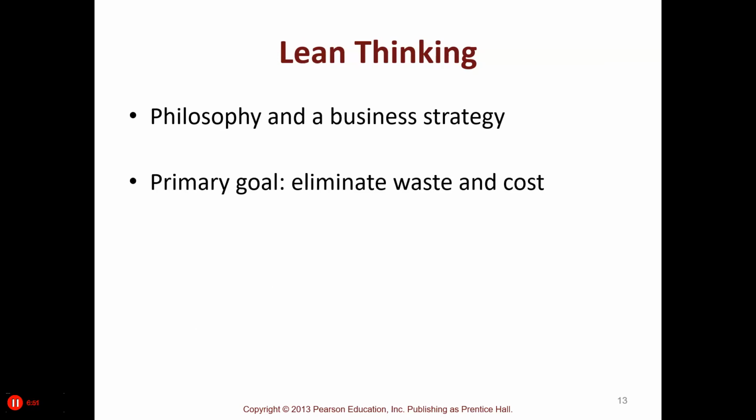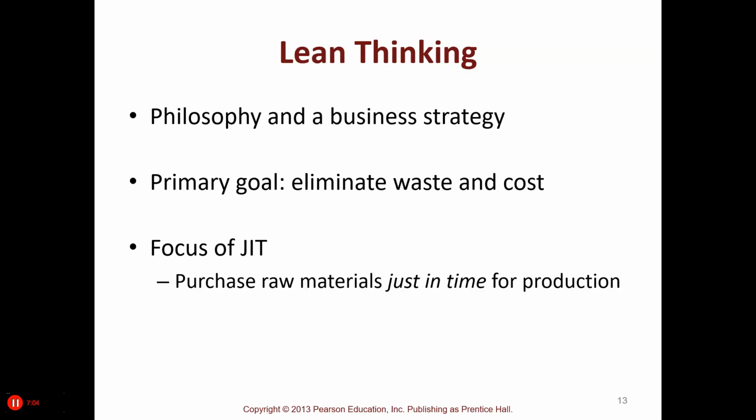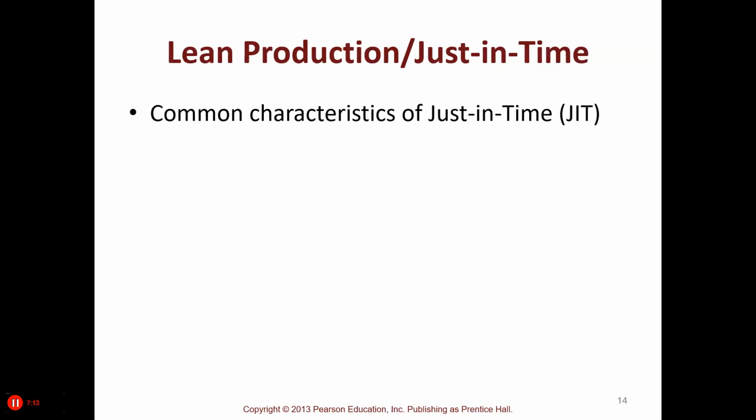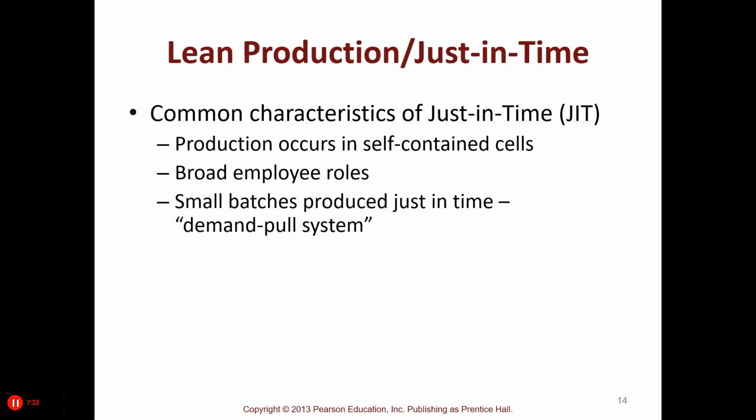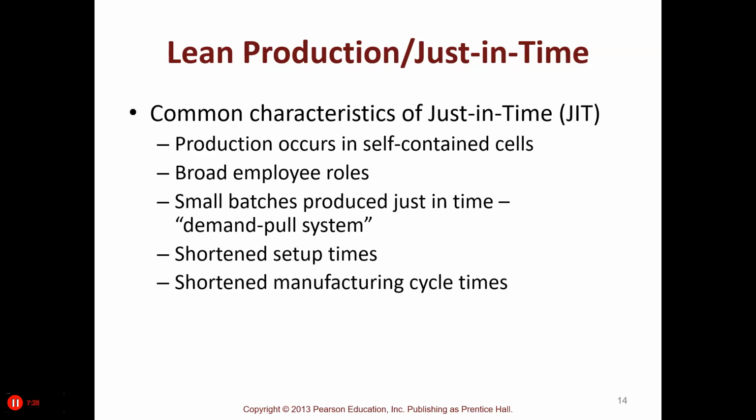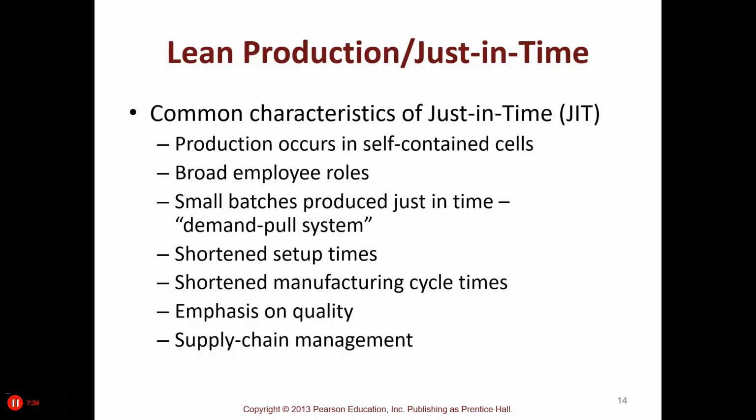The primary goal is to eliminate waste and cost, which means your manufacturer is forced to carry the inventory instead of the merchandising company. You focus on just in time, so you're going to purchase raw materials just in time for production, finished goods just in time for delivery. Lean production, common characteristics of just in time: production occurs in self-contained cells, broad employee roles, small batches produced just in time, demand pull system, shortened setup times, shortened manufacturing cycles, and emphasis on quality and supply chain management.